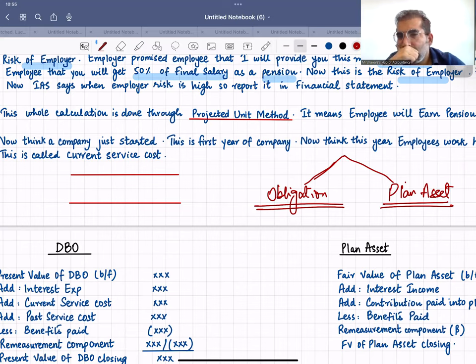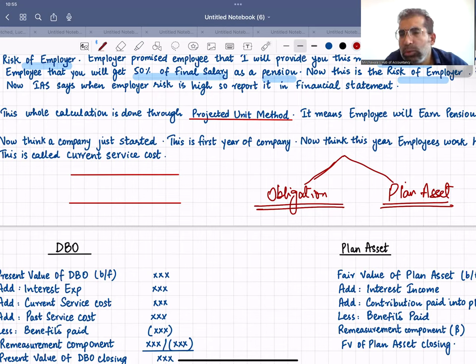When the employer has taken such a big responsibility, then definitely the employer has to prepare for it. And that preparation is plan asset. The employer will maintain a separate account, and in that account, the employer will make contributions. He will prepare for the future, right? These funds may be invested in a stock exchange, fixed income. Different types of investment scenarios are there for this plan asset.